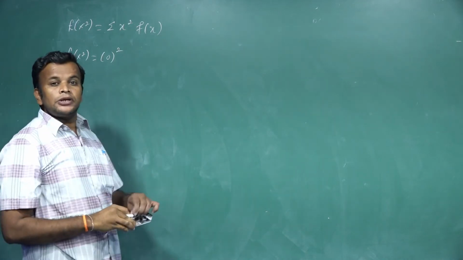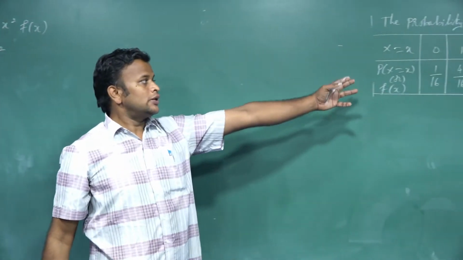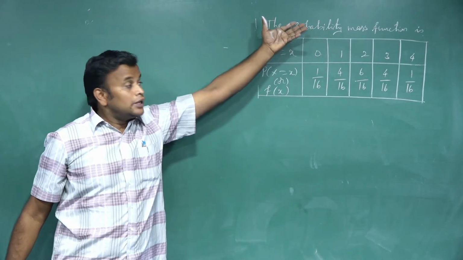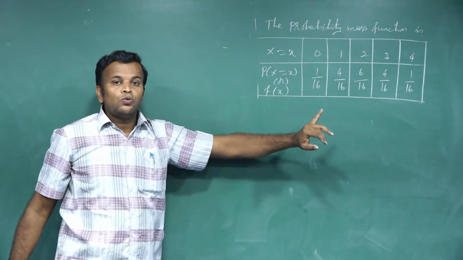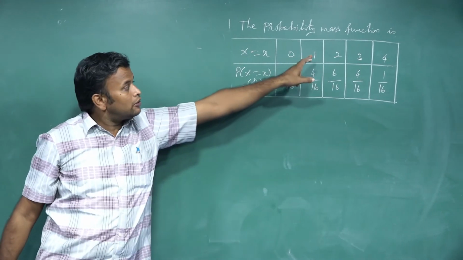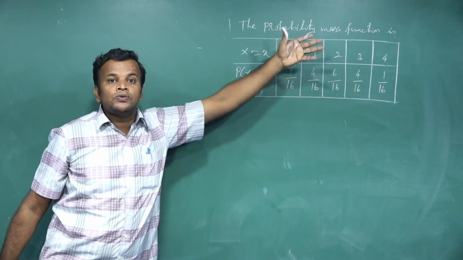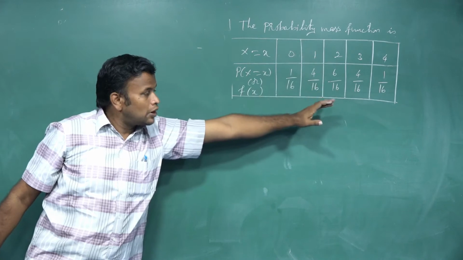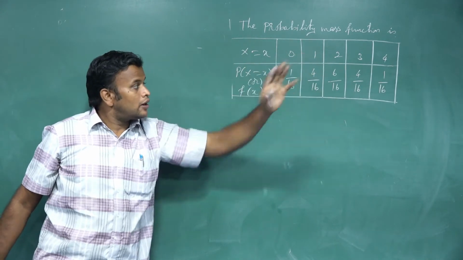The first random variable value is, you see the table, the first random variable value is 0. So whose square into whose probability value, that value is 1 by 16. So you do the work as it is. Plus the second random variable value is 1. So 1 square whose probability value, plus 2 square whose probability value. So we write up to 4.